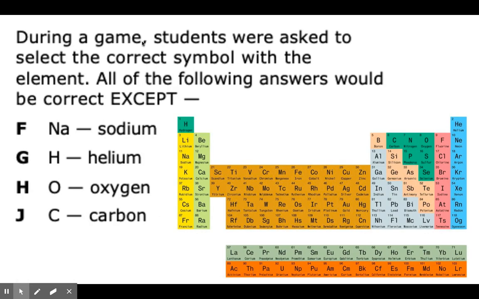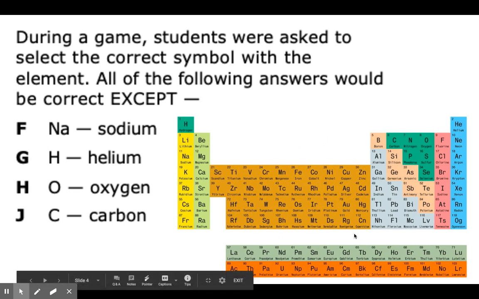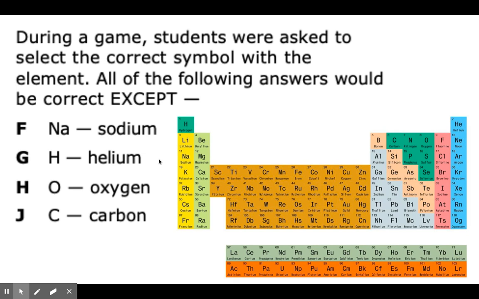Moving ahead. During a game, students were asked to select the correct symbol with the element. So we're putting the element with the symbol that match together, just like on the periodic table. All of the following answers would be correct except, so you should circle that. It's very important when you have except or not in the question. So we're matching them. I'm thinking that you'll have your own periodic table in your own little hands that you can look at. So I'm not expecting you to see this. I just put it there to show you that you should use a periodic table.